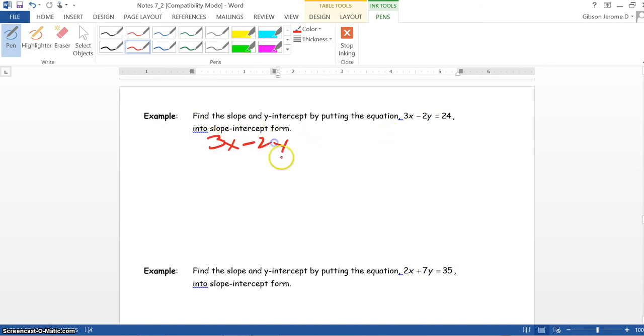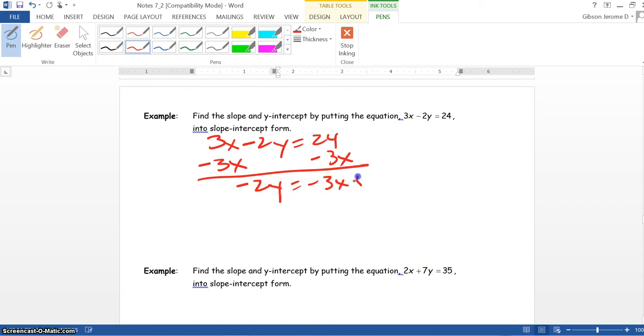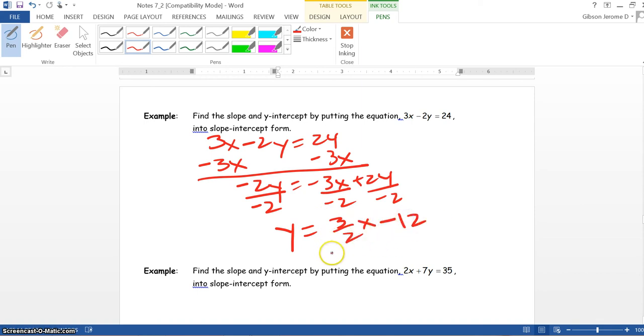So we have 3x minus 2y equals 24. We want to get y by itself. So we will subtract 3x on both sides. We have negative 2y equals negative 3x plus 24. Now we divide each individual term by negative 2, because remember, we want to get y by itself. Y is equal to a positive 3/2 x minus 12. And that is your final answer.